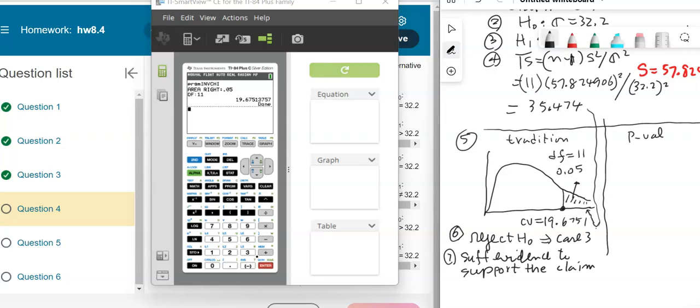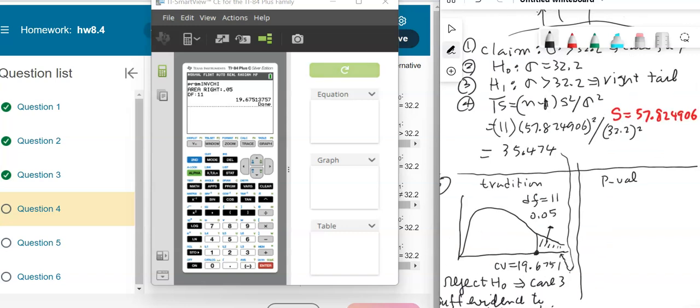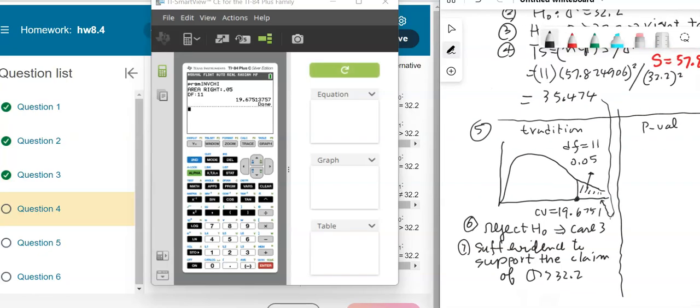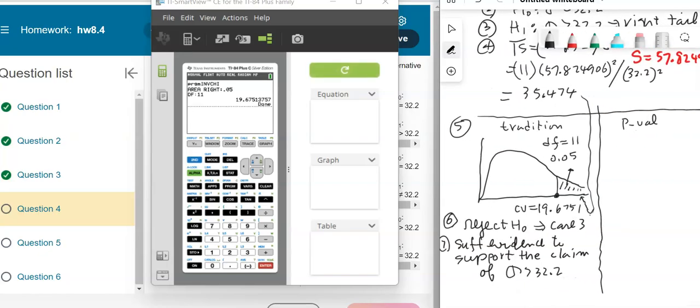Claim of what? Sigma is greater than 32.2. It varies more, so it's not very good. They need to fire the manager. It's not good. Now p-value again.